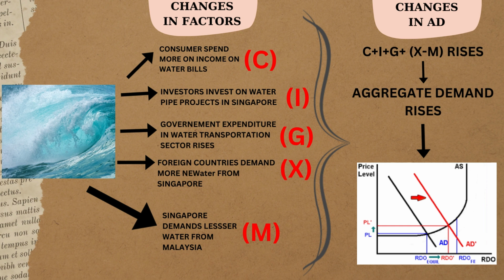So from the first point, the C increases. The second point, the I point, which is investment, the I increases. The third point, which is government expenditure, the G increases. And foreign countries demand more new water, causing export revenue to increase, whereas Singapore demands less from other countries, for example Malaysia, so the import expenditure decreases, which is the M. So X increases, M decreases, causing X minus M to increase. So C increases, I increases, G increases, and X minus M increases, causing aggregate demand to increase as a whole.